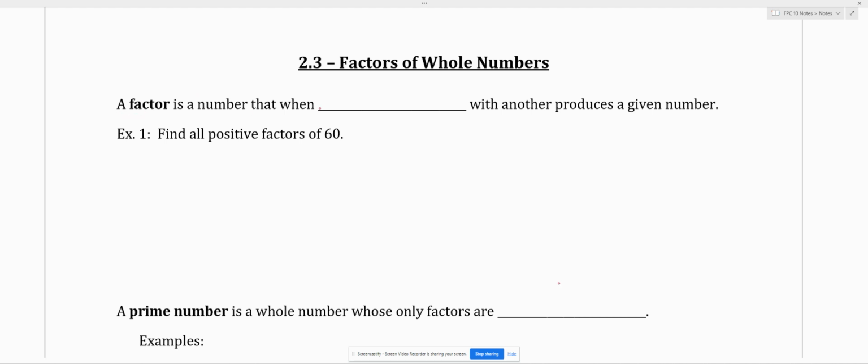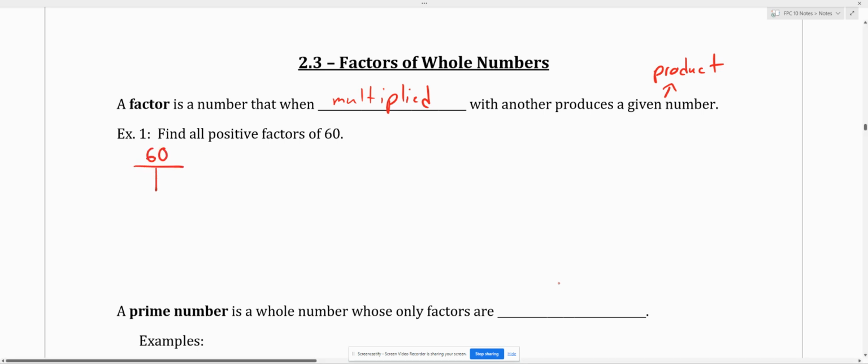Well, a factor is a number that, when multiplied with another, produces a given number, and that's called, side note, a product. Factors always come in pairs, so we're going to set up a little bit of a t-chart. It's saying, what are all the positive factors of 60? Of course, there are negative ones, but we're going to ignore those in this case.